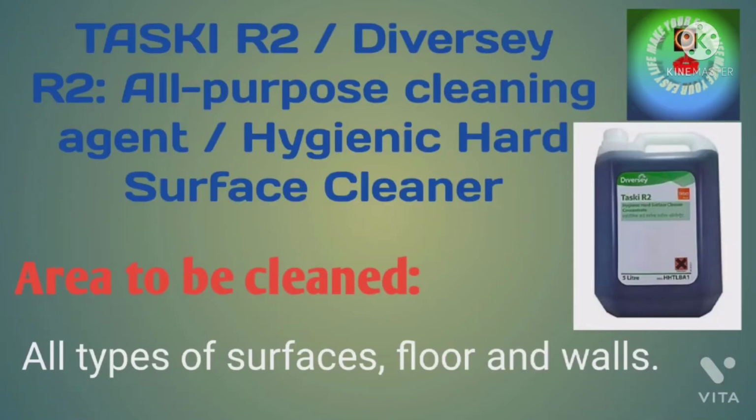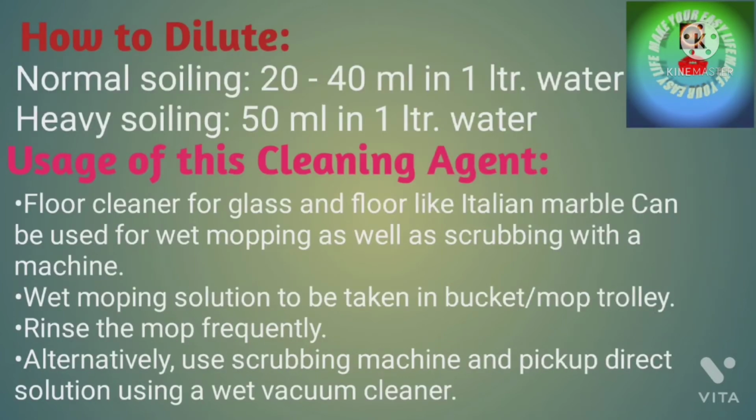Taski R2. What is Taski R2? Where is it used? How to dilute? Taski R2 is an all purpose cleaner. Area to be cleaned: all types of floors and walls. How to dilute? Normal soiling, 20 ml in 1 liter water. Hard soiling or heavy soiling, 50 ml in 1 liter water.